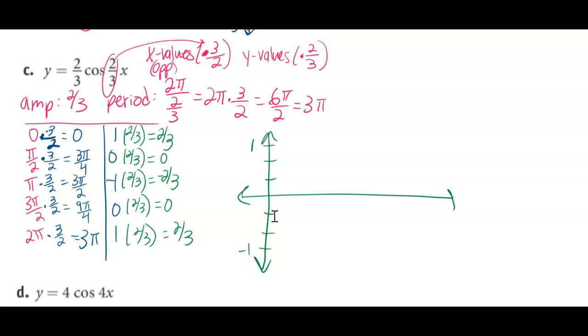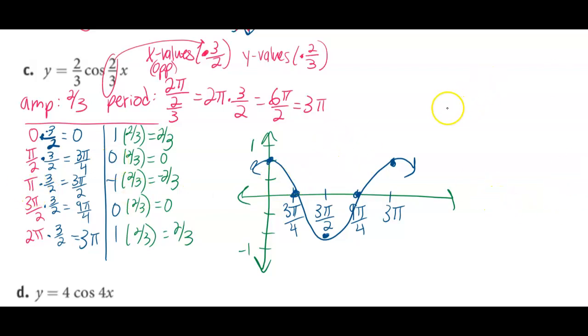And then my x's, I've got that 3 pi over 4, 3 pi over 2, 9 pi over 4, and 3 pi for one cycle. So I've got 0, 2/3, 3 pi over 4 is 0, 3 pi over 2, negative 2/3, 9 pi over 4 is 0, 3 pi back to 2/3. And that would be your graph. Alright, so one more here.